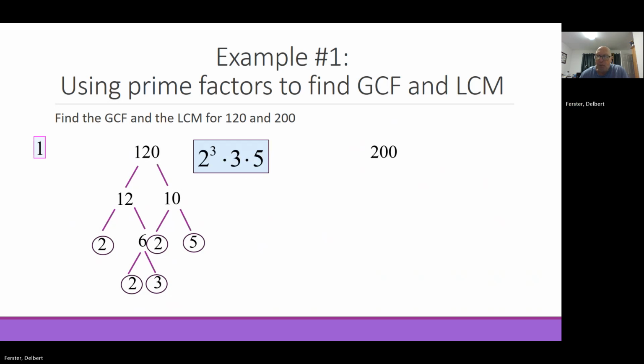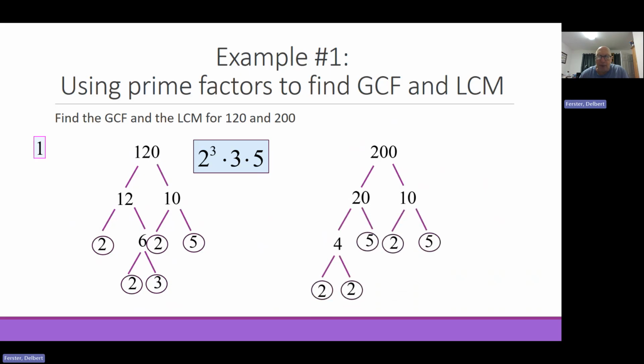Cool. How about some prime factors for 200? Sure, don't mind if I do. Looks like a bunch of 2s, looks like 2 to the third, and maybe 5 to the second.